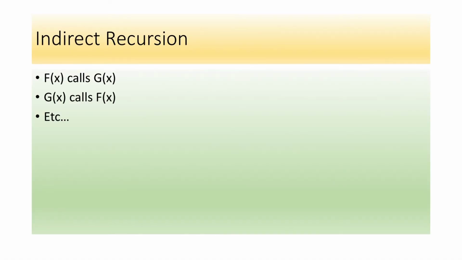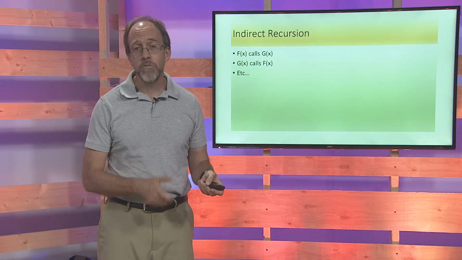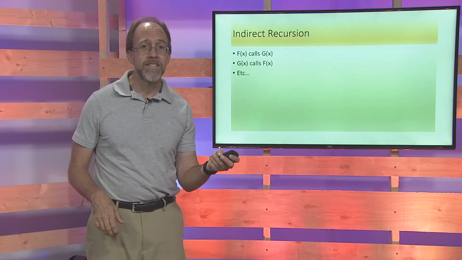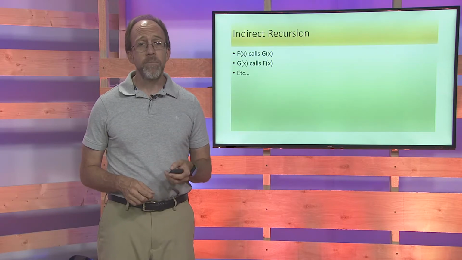The recursive calls that we've shown you were straightforward. The function called itself. But you can have indirect recursion. You can have a function that calls another function that calls the original function. That's called indirect recursion, and that will still work. You can still have f of x call g of x and g of x call f of x. And you can actually have f of x call g of x, which calls h of x, which calls f of x. Those are all examples of indirect recursion.